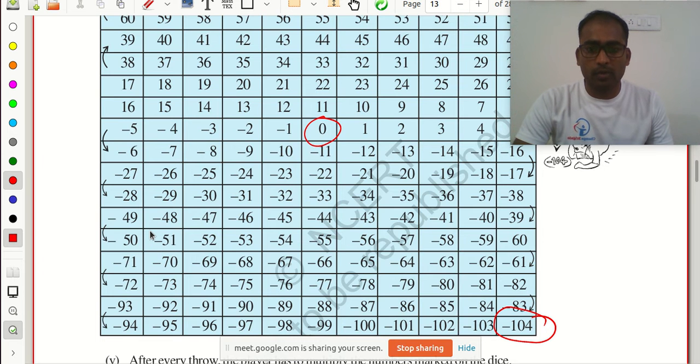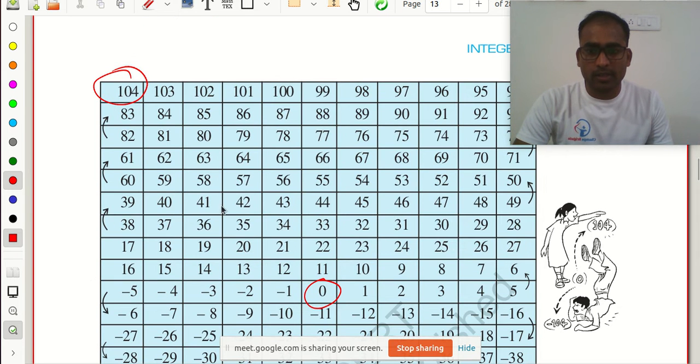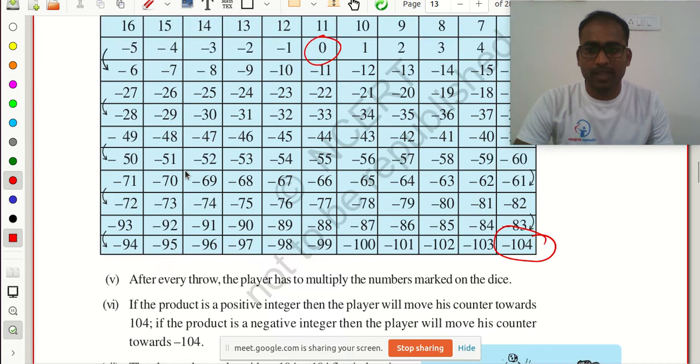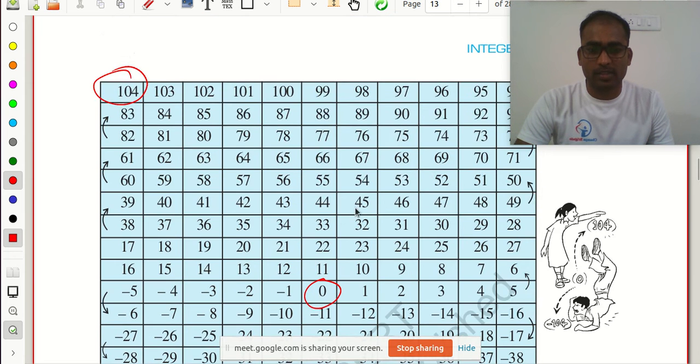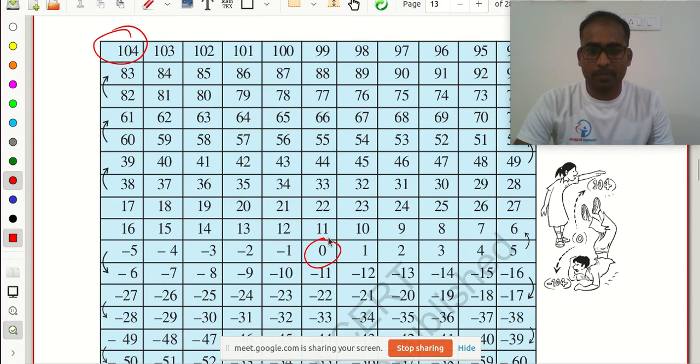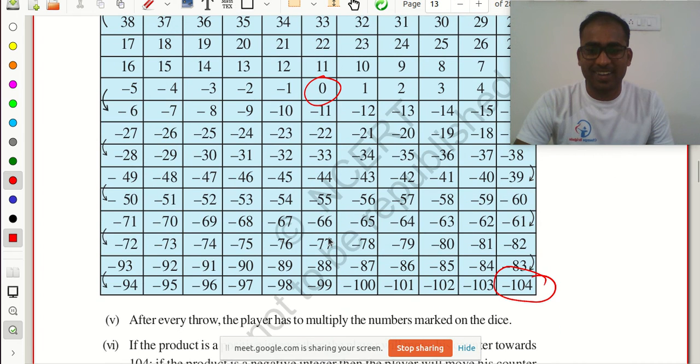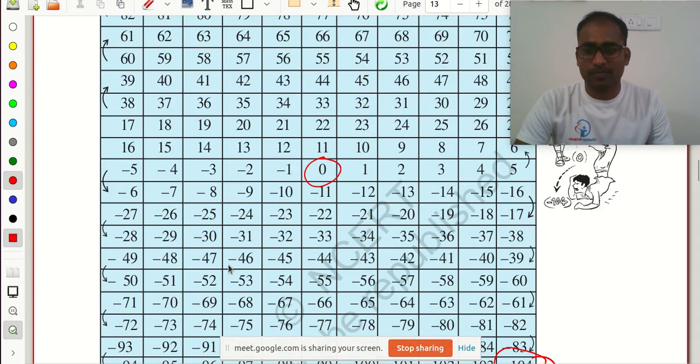Clear? Now I will ask everyone, how many total boxes are there in this game?